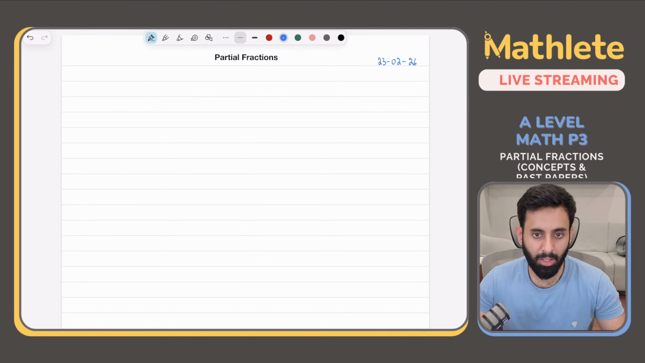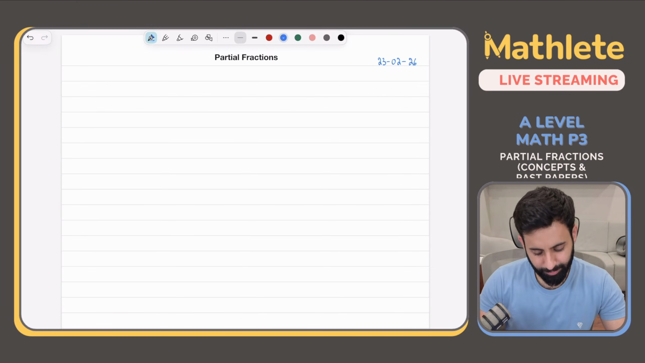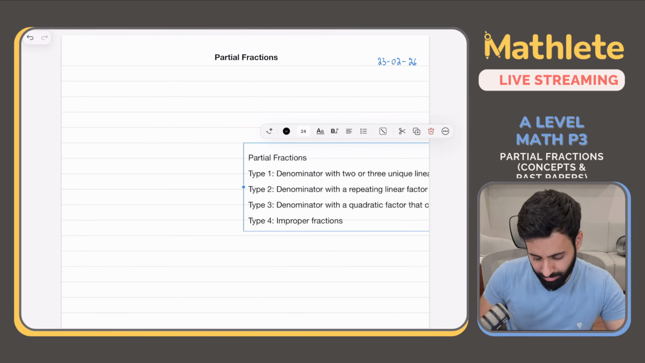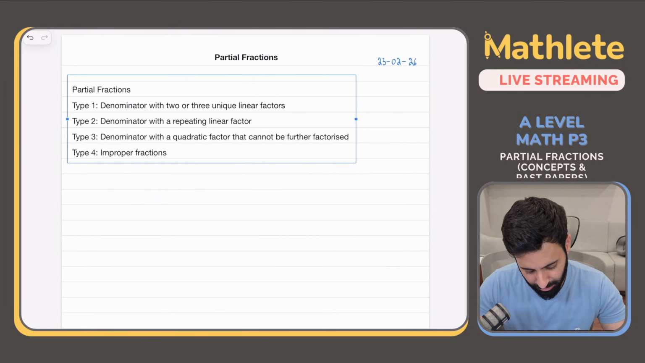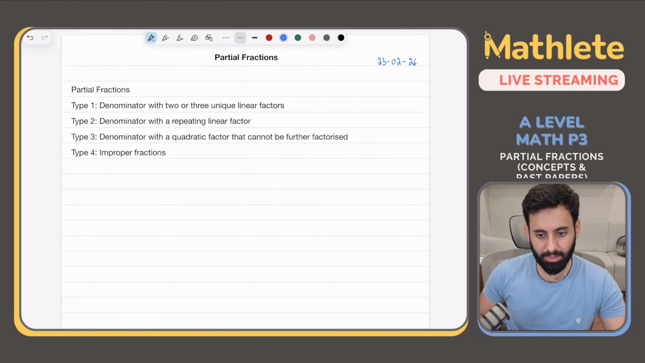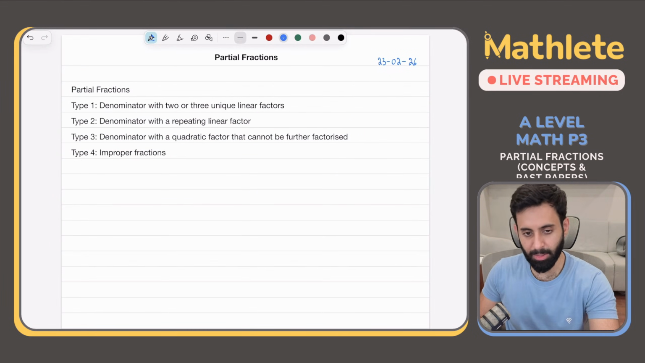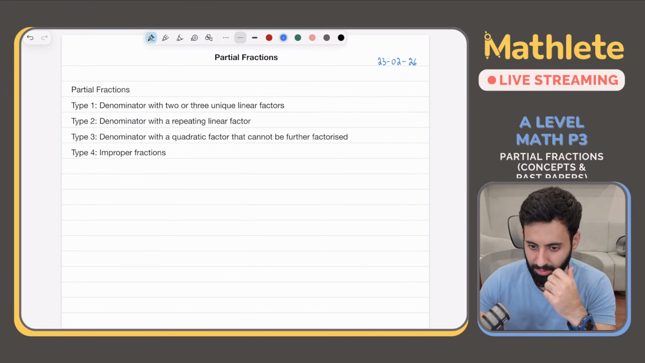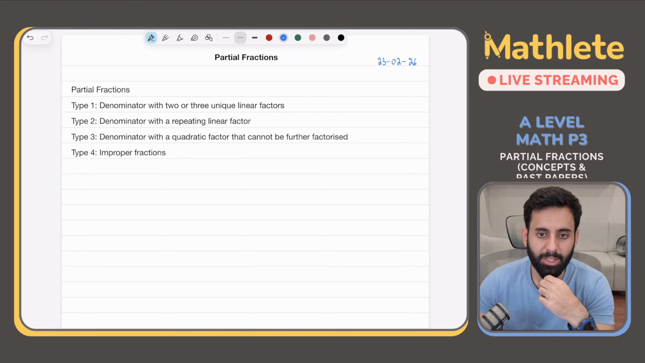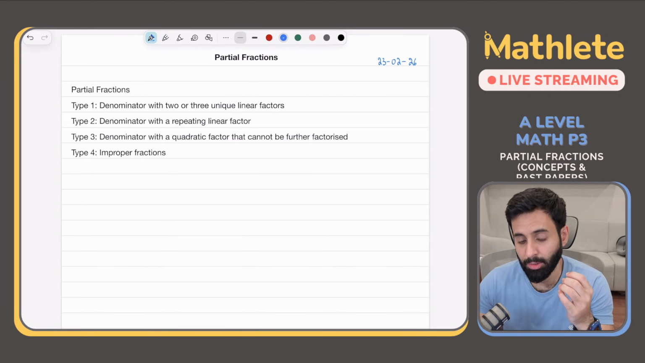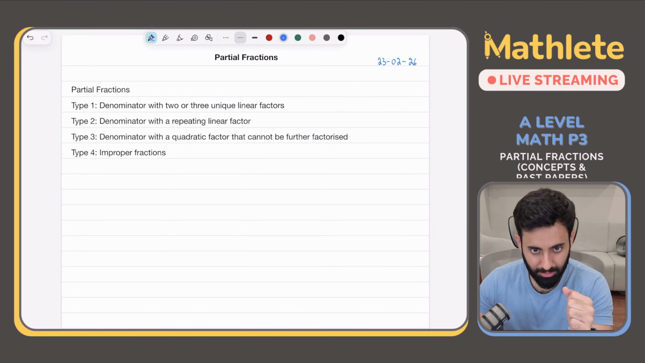Let's start. Accha, now all together, you can see that you have 4 types of partial fractions. Okay, let's have a look at all those types one by one, and then we'll see how to tackle each one. Okay, so the first type is denominator with 2 or 3 unique linear factors. Okay, the denominator with 2 or 3 unique linear factors.